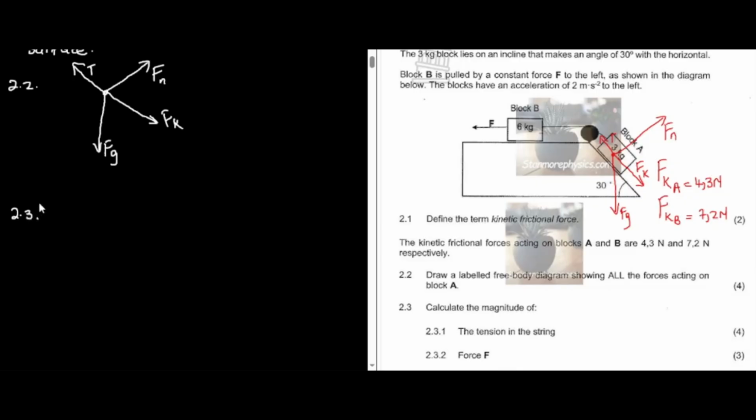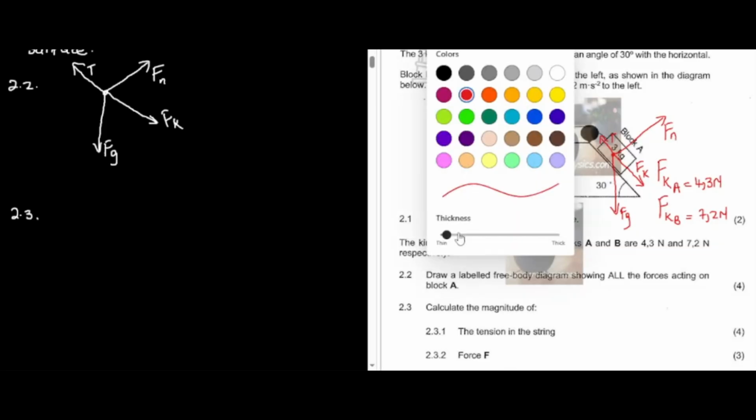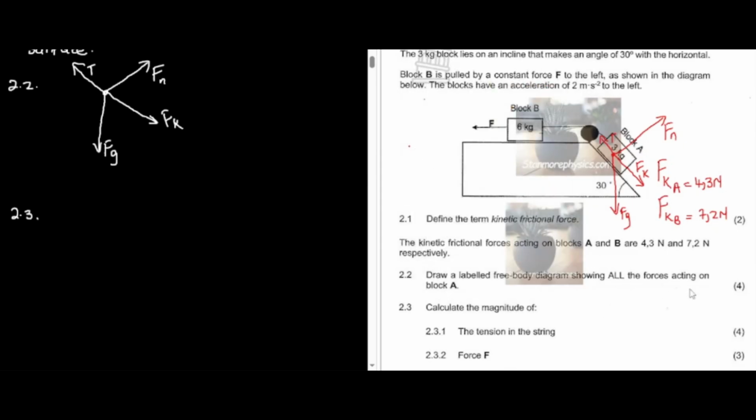2.3 says that they want you to calculate the magnitude of the tension in the string. So, ladies and gents, I need you to work on this type of questions in this way. Look at this. They want you to calculate what? The tensional force. Remember, the tensional force is your horizontal force.